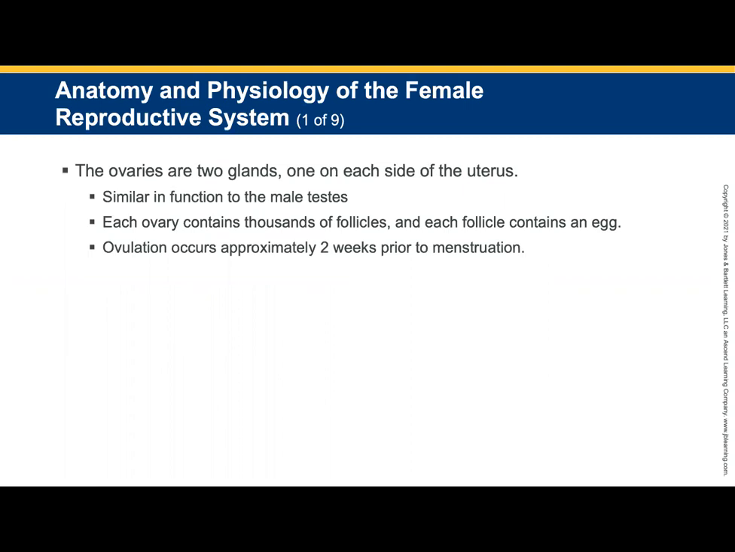Here we talk about the ovaries, the two glands, one on each side of the uterus, similar in function to the male testicles. Each ovary contains thousands of follicles, and each follicle contains an egg. Ovulation occurs approximately every 2 weeks prior to menstruation. If fertilized, the egg implants in the endometrium, the lining of the inside of the uterus. If the egg is not fertilized within 36 to 48 hours after it's been released, it will die, and the lining is shed as menstrual flow. It occurs around the 28th day of the woman's cycle.